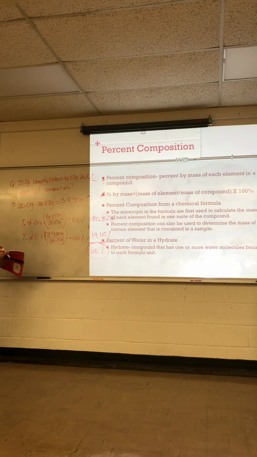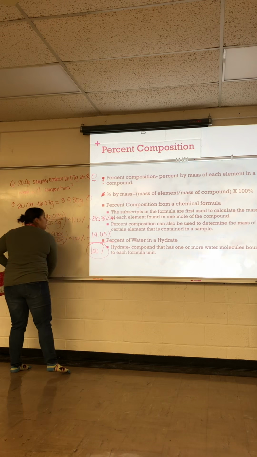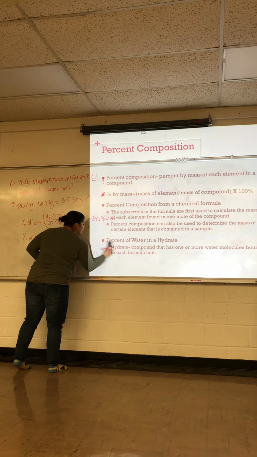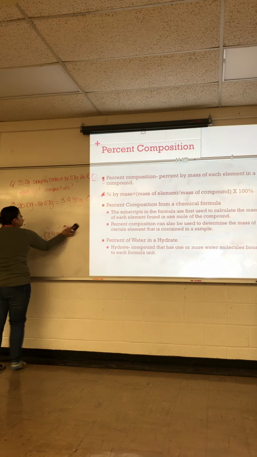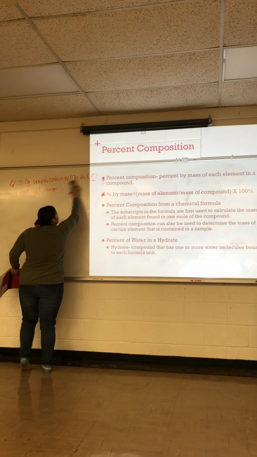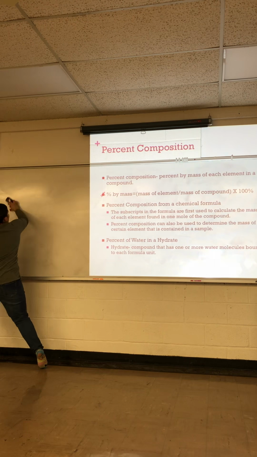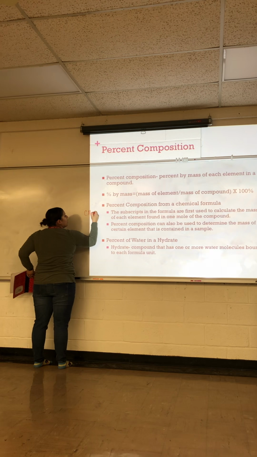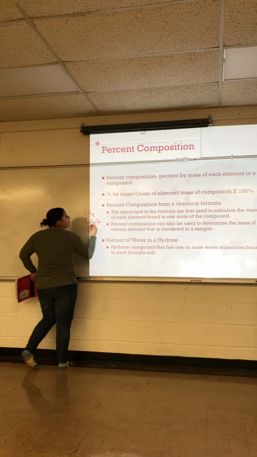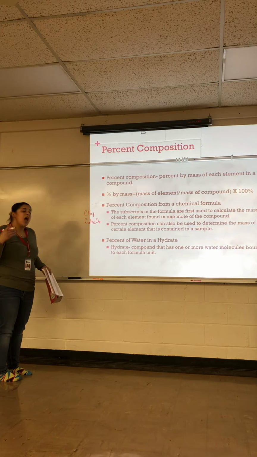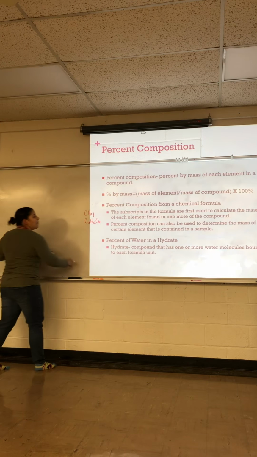All right, so if you look over here, we can figure out the percent composition from a chemical formula. So the first thing we need to understand is what a chemical formula is. Let me erase this really quick. A chemical formula is what's used to read the compound. So like CH4, C6H12O6, these are chemical formulas, and we can use the subscripts in these formulas to actually help calculate the percent composition.